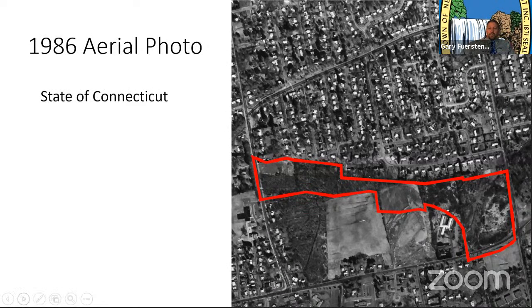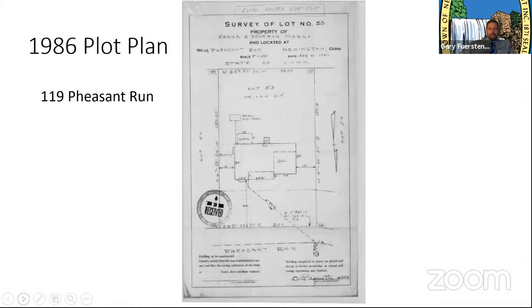So in 1986, the state of Connecticut owns the parcel, and here you can see some houses were being built at the top of the hill, and those include the parcels that we had just talked about: 119, 125, and 135. Next slide. Here's the plot plan for 119 Pheasant Run, the 1986 plan for development of that lot. Next slide.